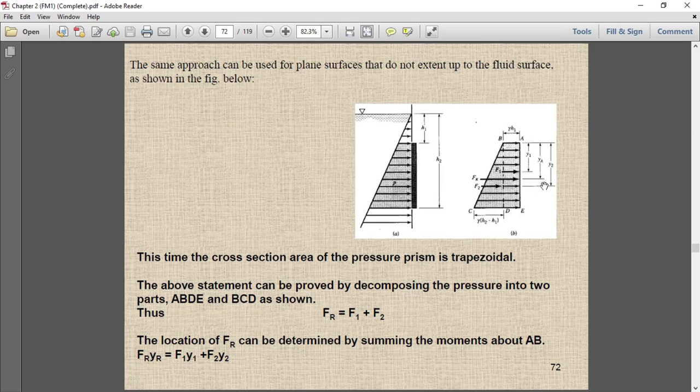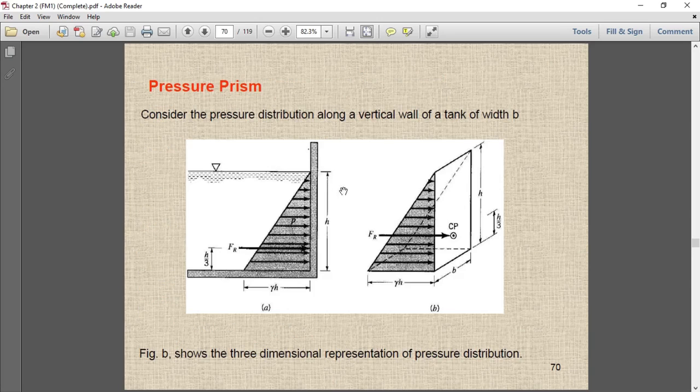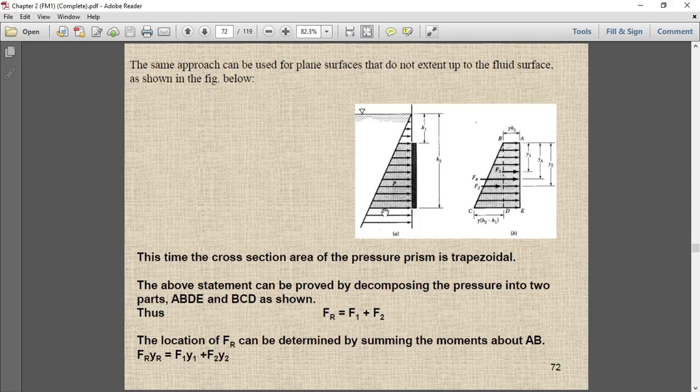The location of the net resultant force you can calculate by using the moment equation acting on the surface. So this is the moment equation, and this is how you can find YR, the location of the net resultant force. But this is the case when the surface is vertical. This is the special case we derived previously when theta is equal to 90 degrees.